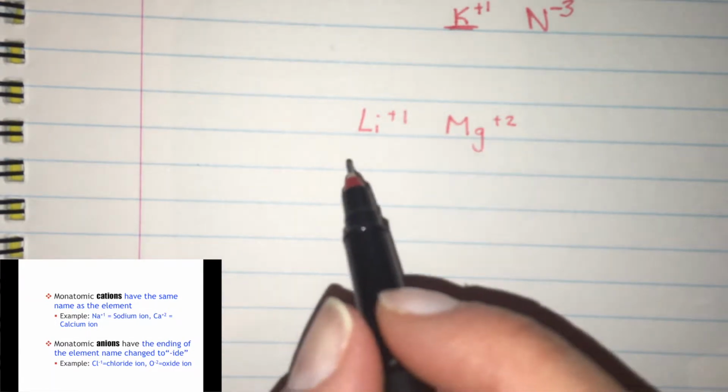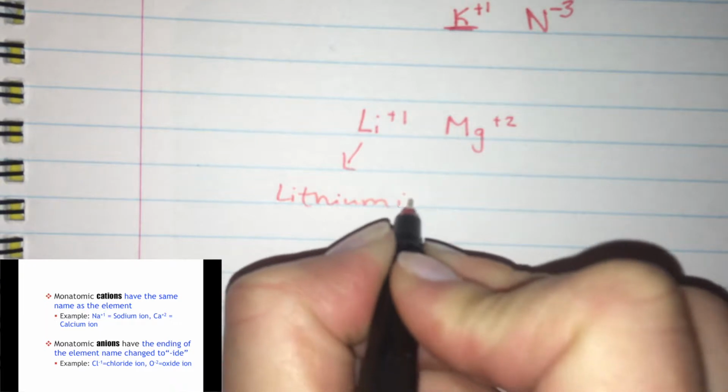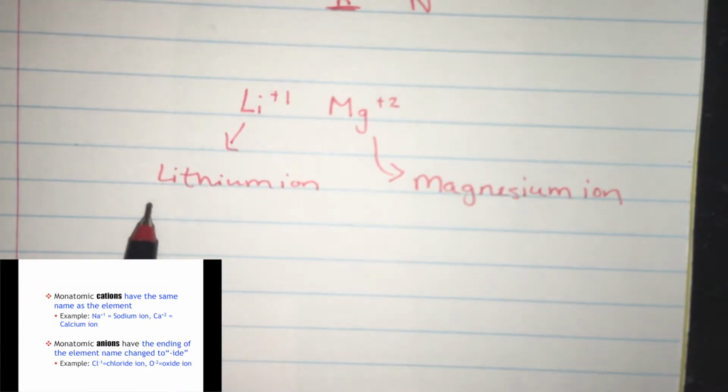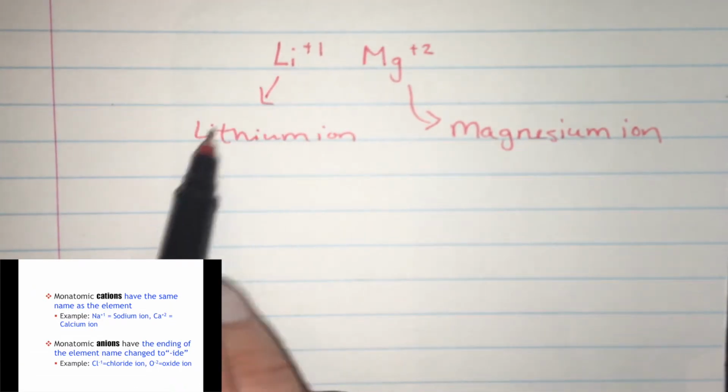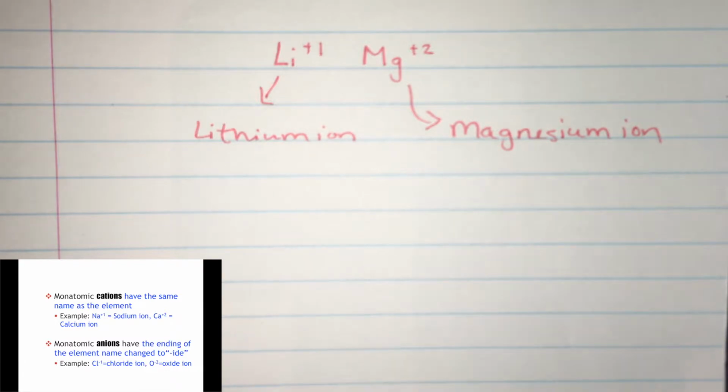Oh, and by the way, to name these, all you do is write its original name with the word ion at the end. So this would be lithium ion. This would be magnesium ion. Okay, so that's how you would name these. And so that's your monatomic cations. You name them by writing their name and the word ion afterwards, and you're good.